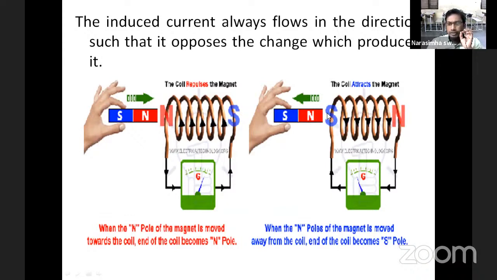Okay, so always what this EMF is doing here is opposing the cause. Here the magnet is approaching, but the coil is not allowing it. If the magnet is moving away, here also the induced EMF is not allowing it to move away, because attraction is happening here. So this was already discussed in the last class.